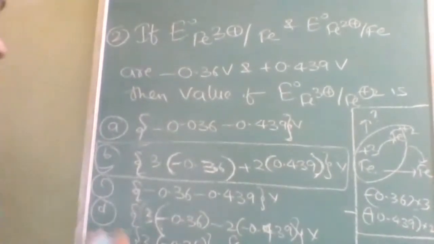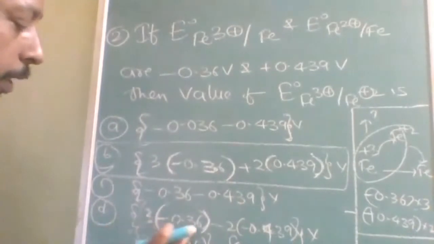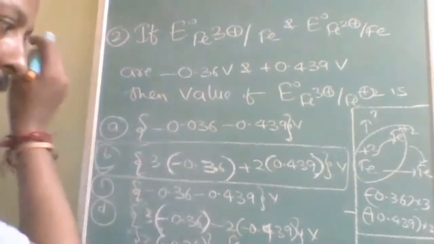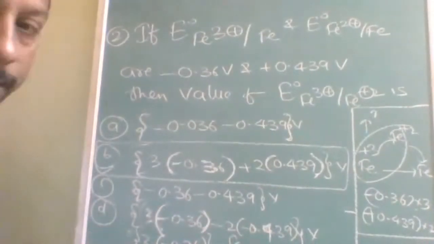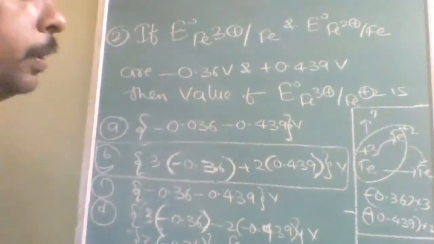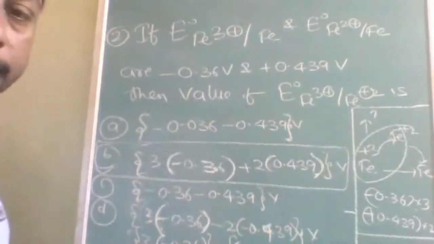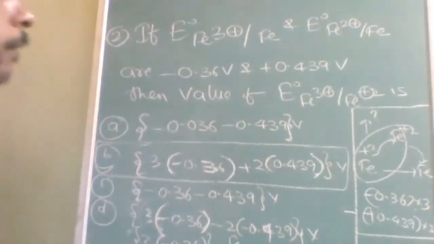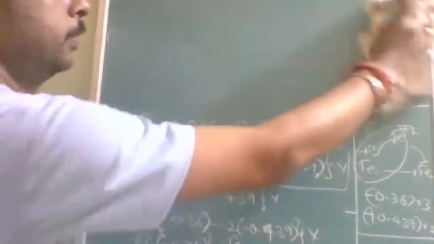Now actually see here, there is a print mistake: 3 into minus 0.36, then this will be minus. So the fourth option will be correct, the one with minus nFE. Very good. So according to that, which option is correct? I will clearly explain now. With a shortcut, I think it is not possible.